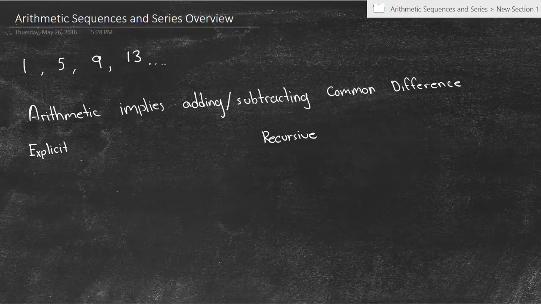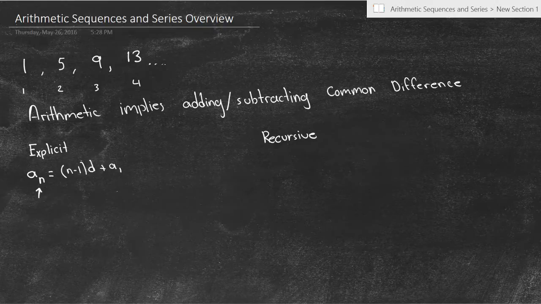And so explicit I'm going to define as a of n. N is just the number of the terms. So this would be a of 1, a of 2, a of 3, a of 4. You get the point. And a of n equals n minus 1 times d plus a of 1.